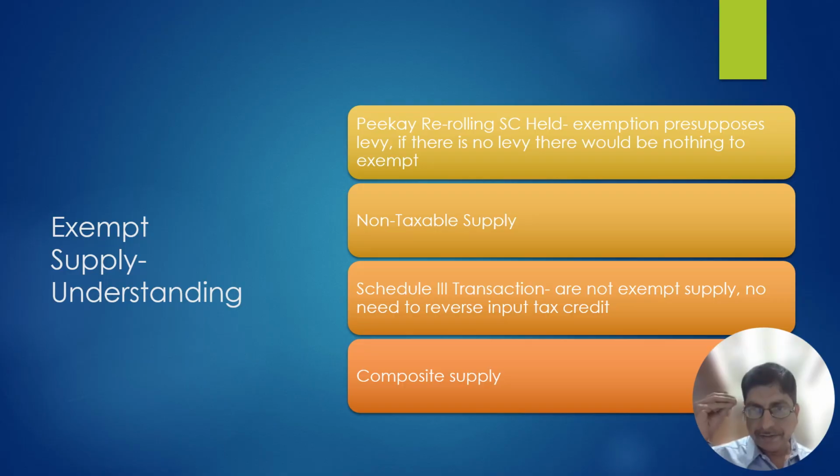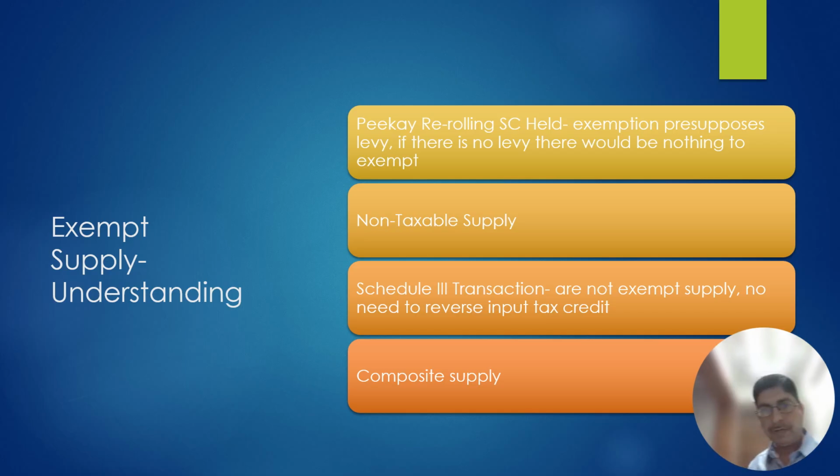It's etched in our mind that the antonym, the opposite of taxable, is exempt supply. No, exempt supply is a subset of taxable supply. So whenever the word taxable supply is used in the law, it means both taxable and exempt supply. And when, see section 17, the words used are taxable and exempt supply, there the taxable supply means other than exempt supply.